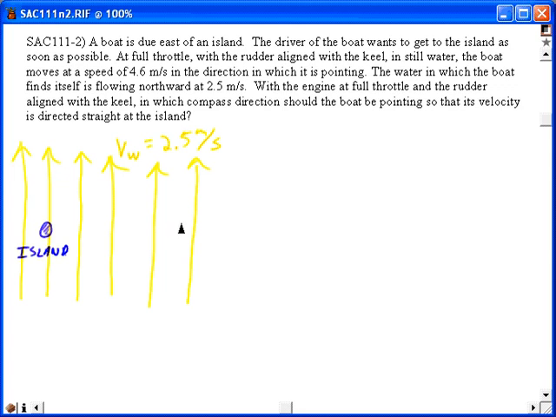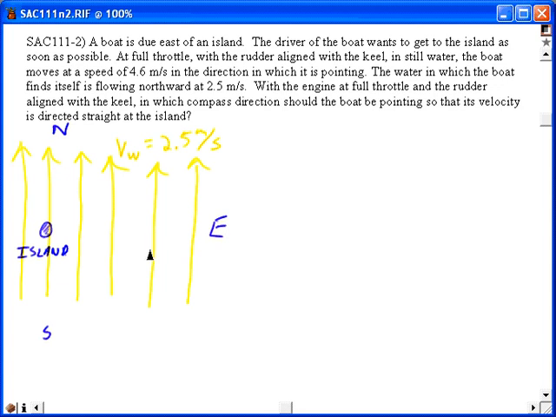Now let's imagine the driver of the boat headed straight at the island. What would happen? Well, if the water was still, the driver would actually go straight toward the island, headed due west. But the water's going to carry the boat northward, so the boat would actually wind up here someplace. And I should indicate those, but let's erase this boat. First, that's the wrong way for it to be pointed.